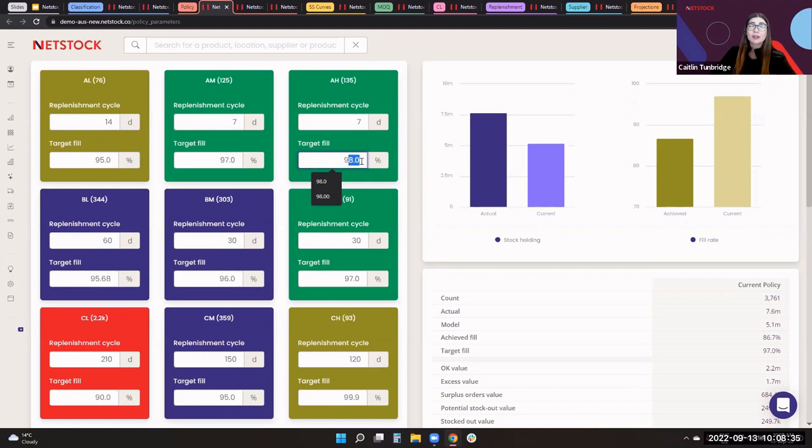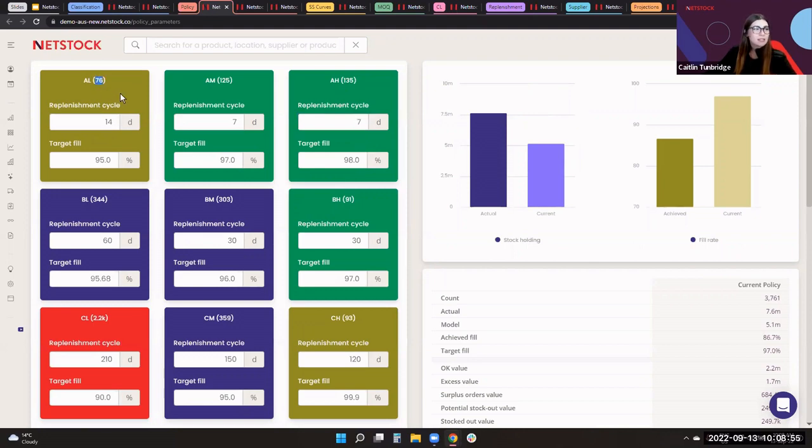But the beauty of Netstock is that you can model the different scenarios, compare the different policy outcomes, and see which fill rates and which replenishment cycles make most sense for your business and your cash flow. You also may choose to order a shorter day's worth of cover for those high value items, maybe a week or two's worth. And what about the A low products?